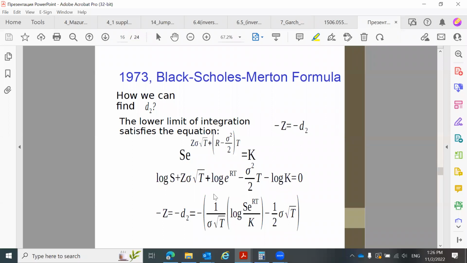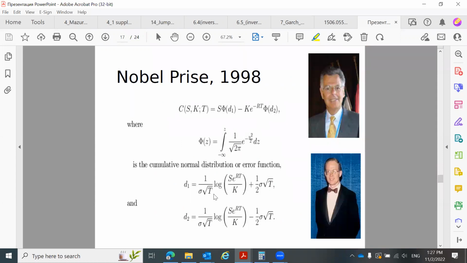So after that we can compute the limits, down and up limits for this integral, and it's called the Black-Scholes formula. So what is this formula? S multiplied by phi of d1 minus K e to the power minus rT, where phi is the cumulative normal distribution function, and d1 and d2 we can calculate according to these formulas.